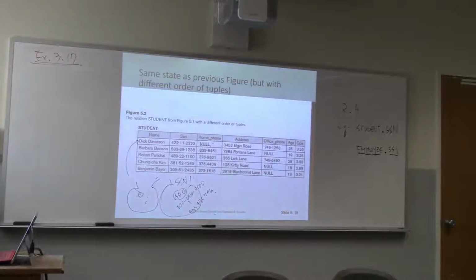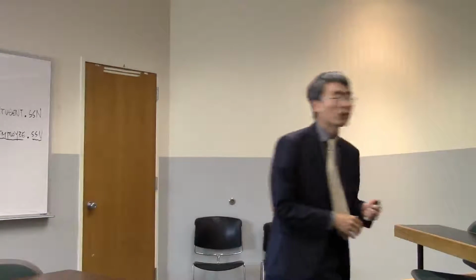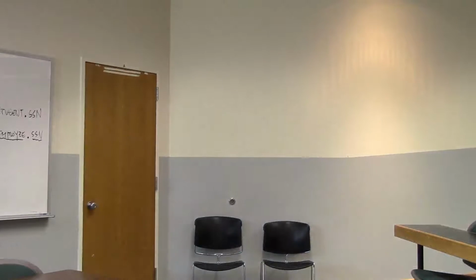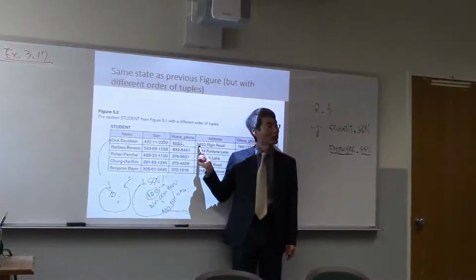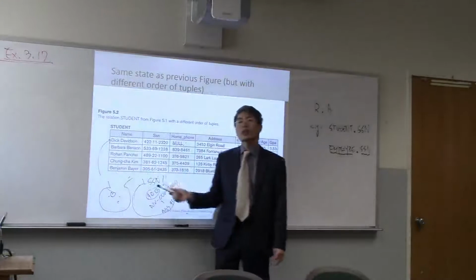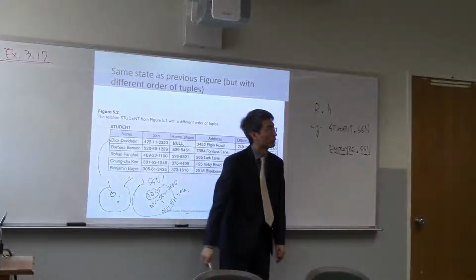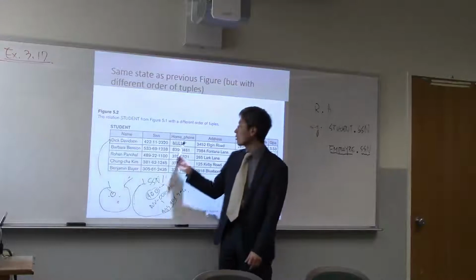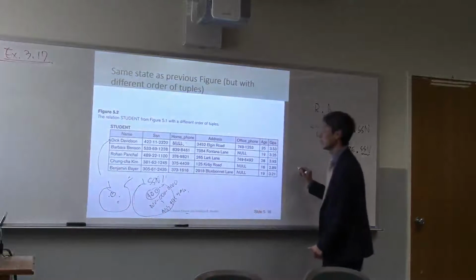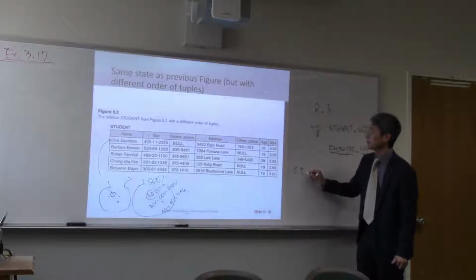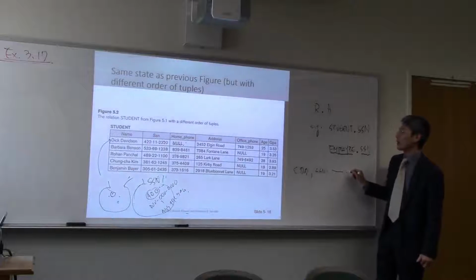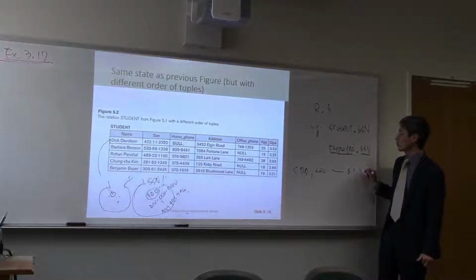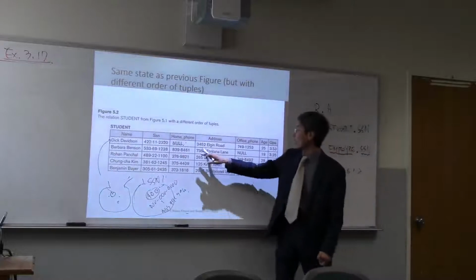Nowadays, many families don't keep the home phone number because everybody has a cell phone. So at that time, according to the definition of the relation, this Dick Davidson cannot be part of a student. Why? Because Dick Davidson has a name, social security number, address, office number, age, and GPA, but no home phone number. That is different from the others.